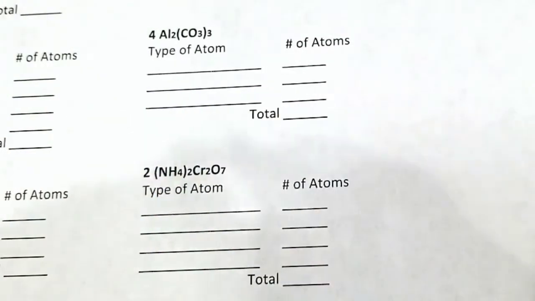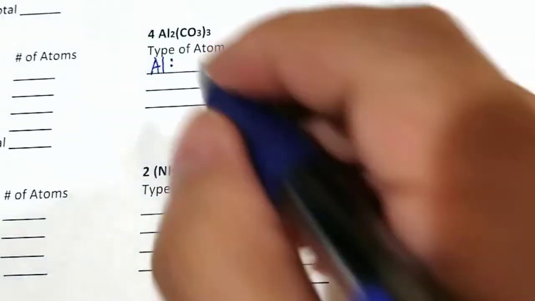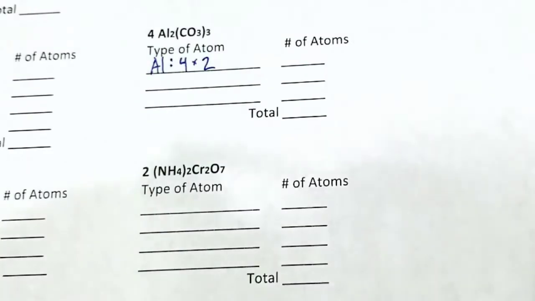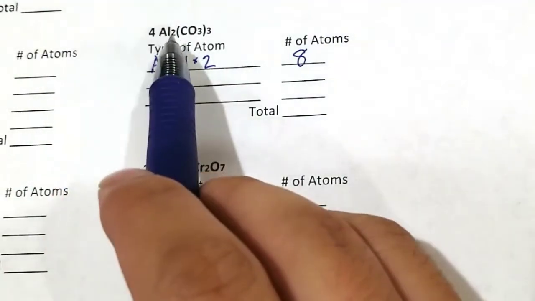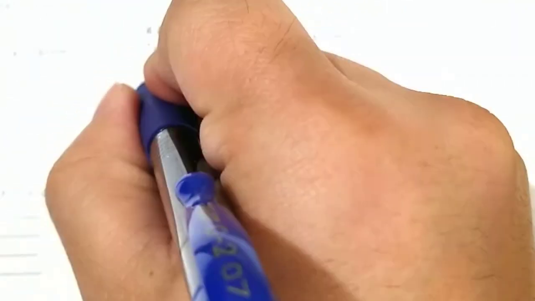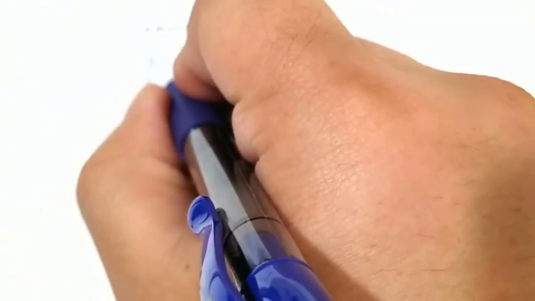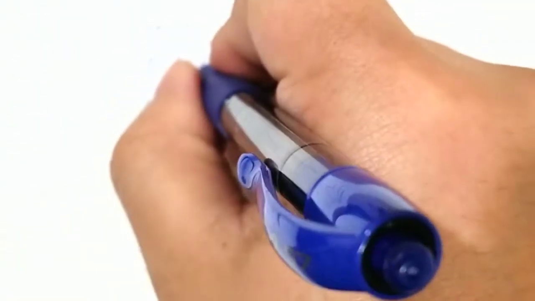4 times Al2. So first, let's write out the Al. You have your big 4 times, how many Al do we have? We have 2 Al. And that's it. So that comes out to be 8 Al, aluminum. Next we have C, and we also have O. For C we have the big 4 times, how many C? The C is by itself, so that's 1.